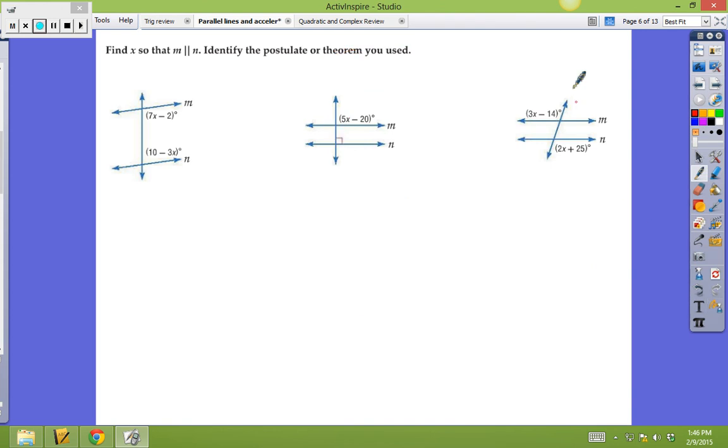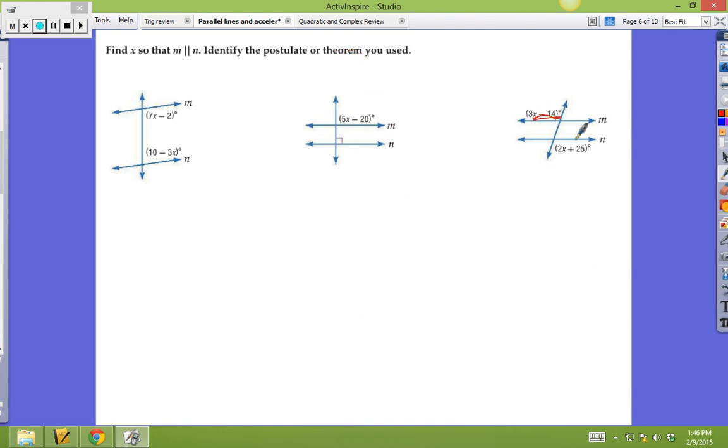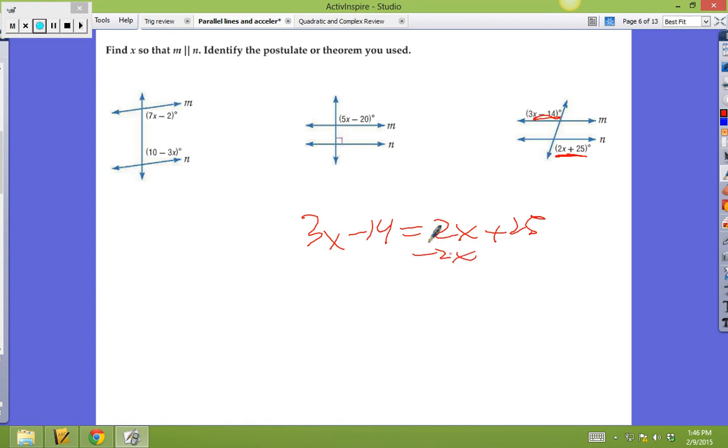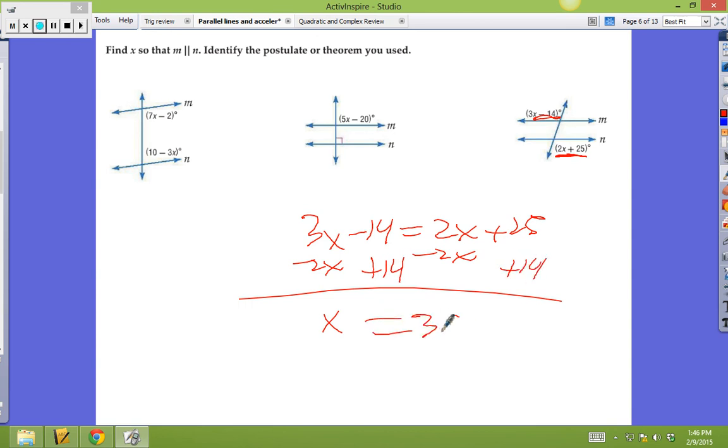The last one, for these to be parallel, these angles have got to be congruent because they're alternate exterior angles. So congruent, I got to do 3x minus 14 and set it equal to 2x plus 25. And then just do the algebra, minus 2x, so you got x, I'm going to plus 14, x is equal to 39.